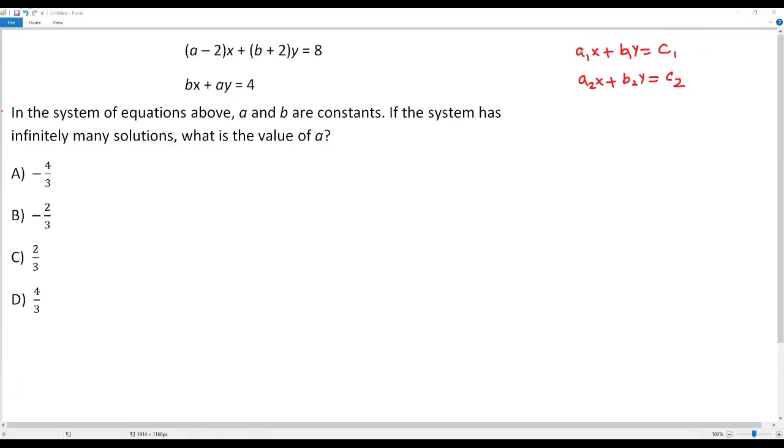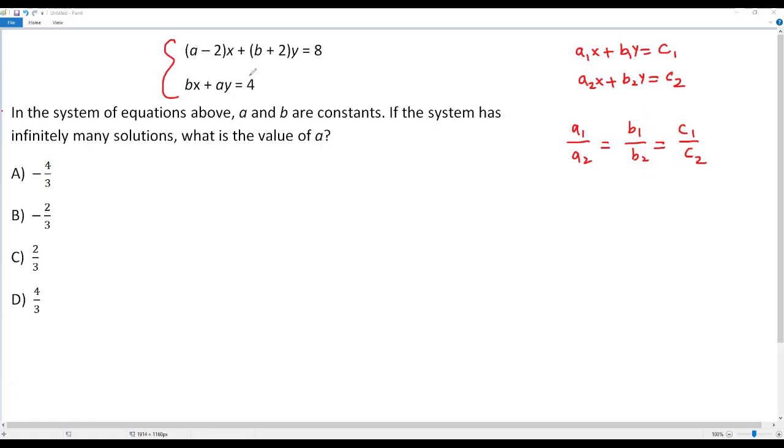Now let me write the coefficients of x, that is a1 over a2. Now the coefficients of y, that is b1 over b2. Now the constant terms, c1 over c2. If the system of two linear equations in standard form has infinitely many solutions, then the ratio of the coefficients of x, the ratio of the coefficients of y, and the ratio of the constant terms must be equal.